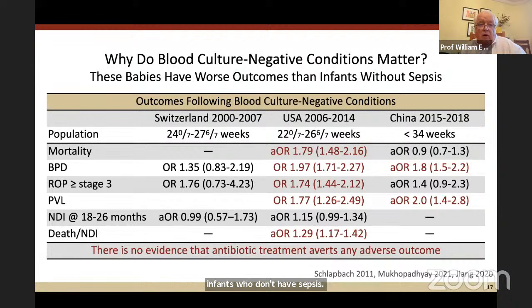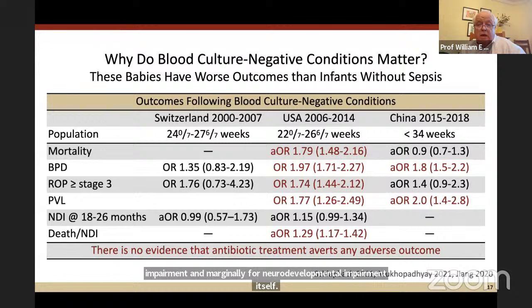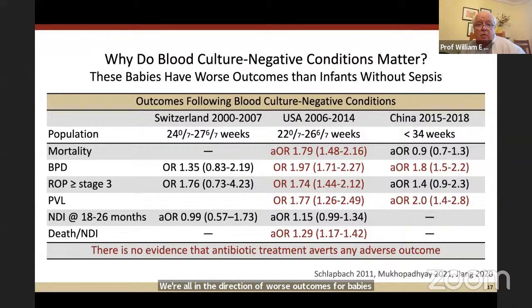In the left-hand column here, there's data from Switzerland where in these small babies, 24 to 28 weeks gestation, they really didn't see any difference in BPD, retinopathy of prematurity, or neurodevelopmental impairment at late follow-up. But in the United States experience, in a similar group of very small babies, the adjusted odds ratios for mortality, BPD, retinopathy of prematurity, periventricular leukomalacia, and death or neurodevelopmental impairment, and marginally for neurodevelopmental impairment itself, were all in the direction of worse outcomes for babies who had culture negative sepsis as compared to babies who did not have the diagnosis of sepsis.